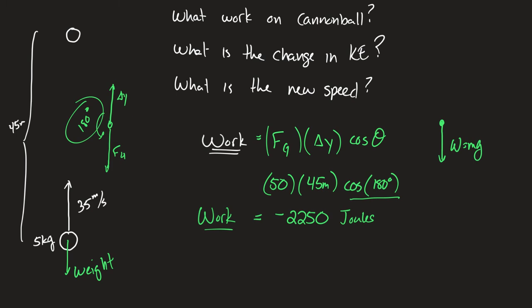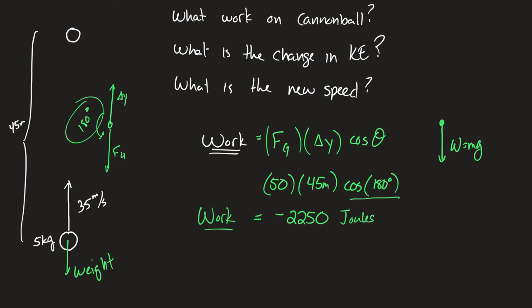I know the cannonball is going to slow down. I expect its kinetic energy to get smaller. Eventually, it's going to stop when it gets high enough. So the work done has to be negative to reflect the fact that the cannonball is going to be losing kinetic energy as it goes upwards into the air, because I'm expecting the velocity to become a smaller number.